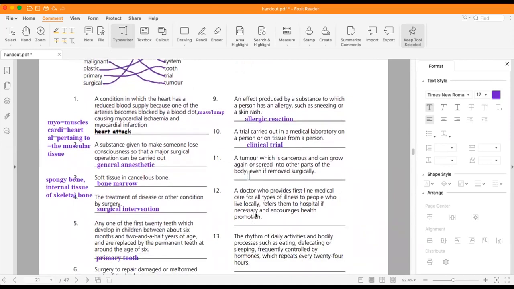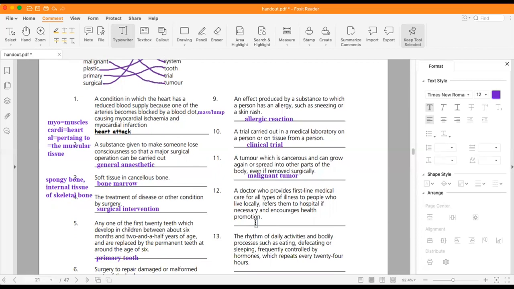A tumor which is cancerous and can grow again or spread into other parts of the body, even if removed surgically. This is the malignant tumor. And the opposite of the malignant tumor is benign tumor. We will take it later.